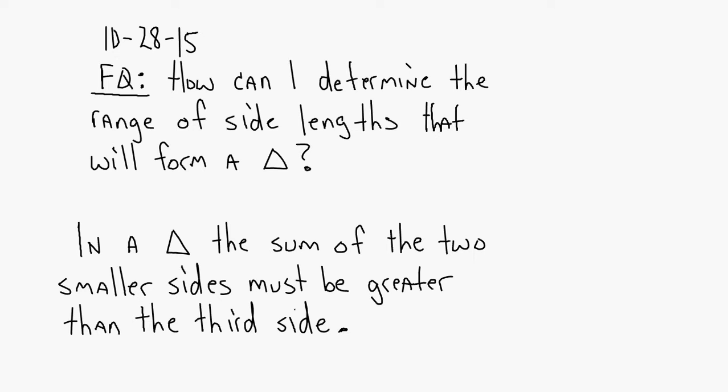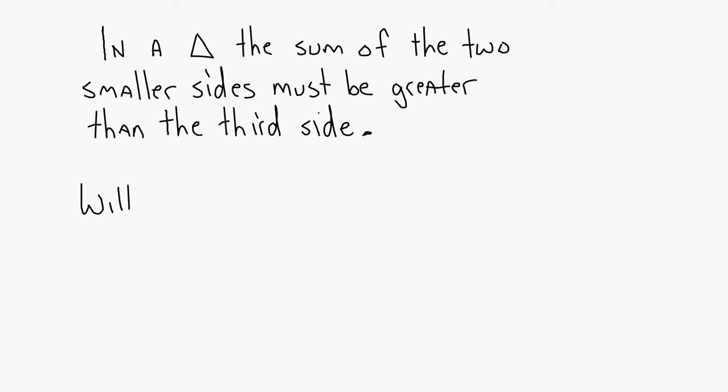You're going to be asked questions today like, will 7, 13, and 4 form a triangle? Will those three side lengths form a triangle? No, the answer is no. The two smaller sides, the 7 and the 4, their sum has to be greater than the third side. So their sum in this case had to be greater than 13. Those three lengths will not form a triangle.